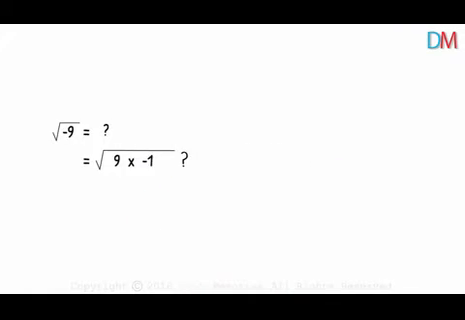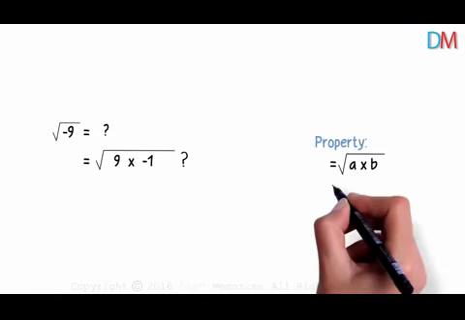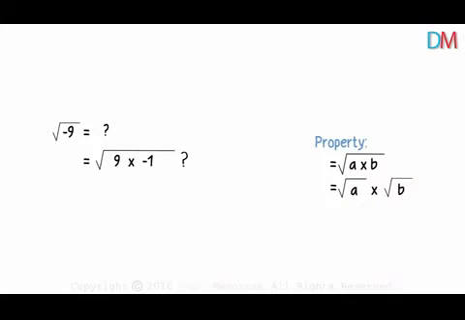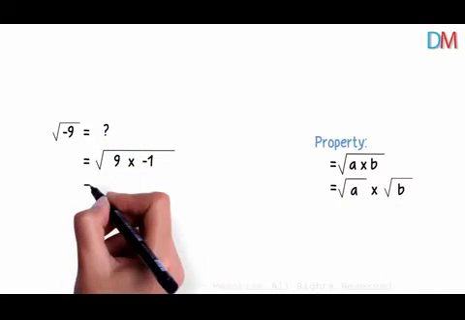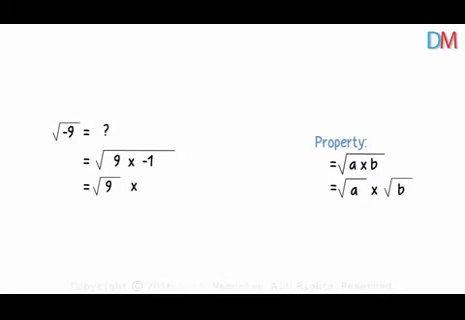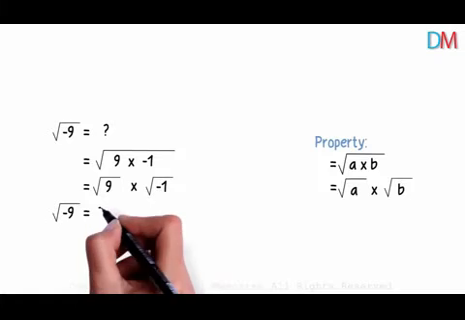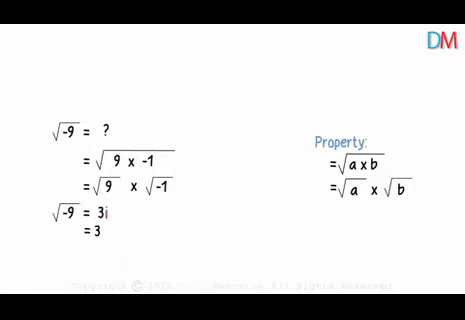And we know a property of exponents which says that square root of a times b is equal to the square root of a times the square root of b. So this can be written as square root of 9 times the square root of negative 1. The square root of 9 is 3 and square root of negative 1 is i. So the square root of negative 9 is 3i. This is 3 times i.